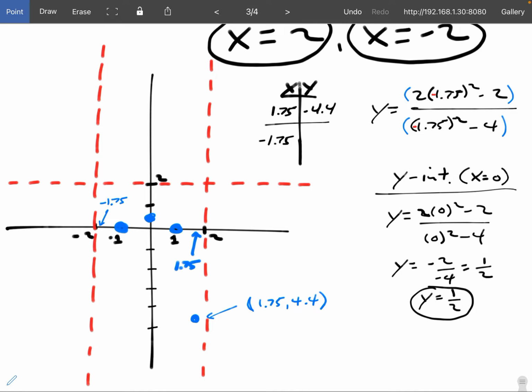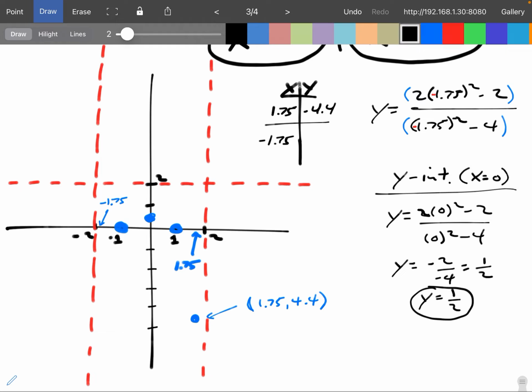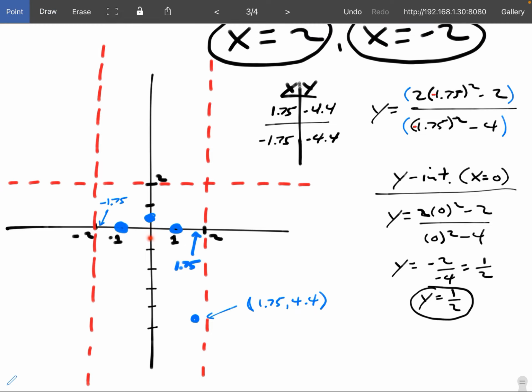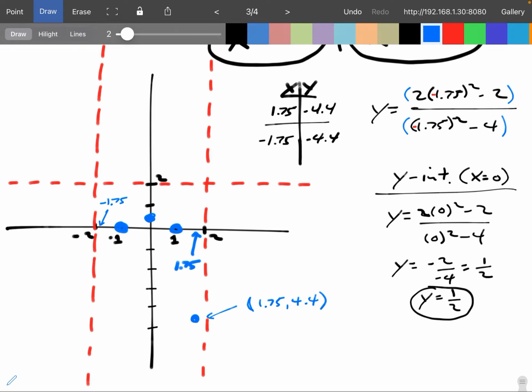Well, when I square a number that's negative, it still comes out positive, right? If you do negative 1.75 squared, that's the same thing as positive 1.75 squared. Well, guess what? That means I'm still going to get negative 4.4, right? So I'm still going to get negative 4.4 right here. Which means now I have another point on my graph, which is right, I got to go down 4.4, so I'm down here.